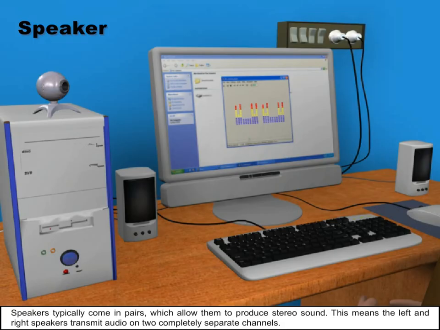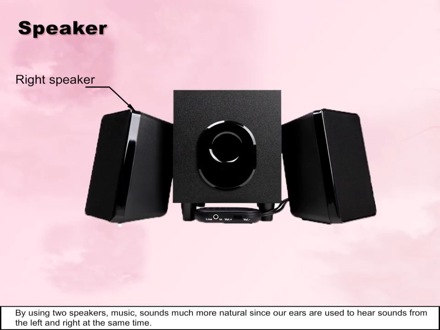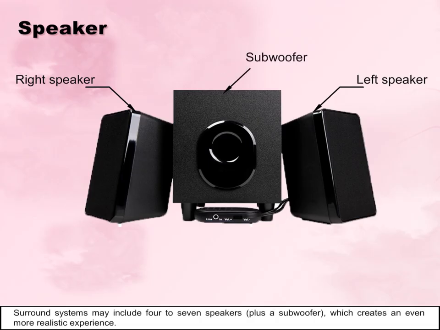Speakers typically come in pairs, which allow them to produce stereo sound. This means the left and right speakers transmit audio on two completely separate channels. By using two speakers, music sounds much more natural since our ears are used to hearing sounds from the left and right at the same time. Surround systems may include 4 to 7 speakers plus a subwoofer, which creates an even more realistic experience.